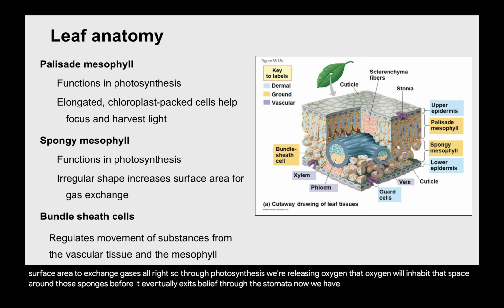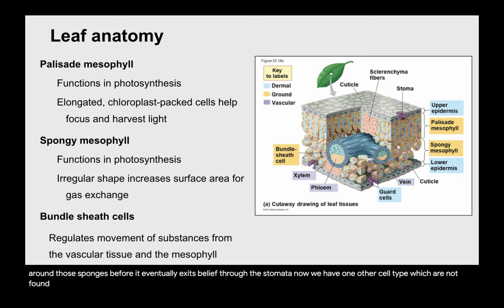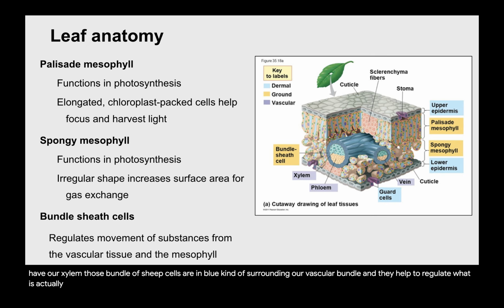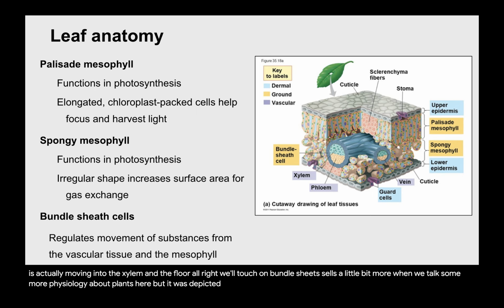Now we have one other cell type. We have bundle sheath cells, which are not found in all plants. Only certain plants have these bundle sheath cells. If you look at the vascular bundle here where we have our xylem and our phloem, those bundle sheath cells are in blue, kind of surrounding our vascular bundle. And they help to regulate what is actually moving into the xylem and the phloem. We'll touch on bundle sheath cells a little bit more when we talk some more physiology about plants here, but it was depicted on this image, so I wanted to let you know that terminology right now.